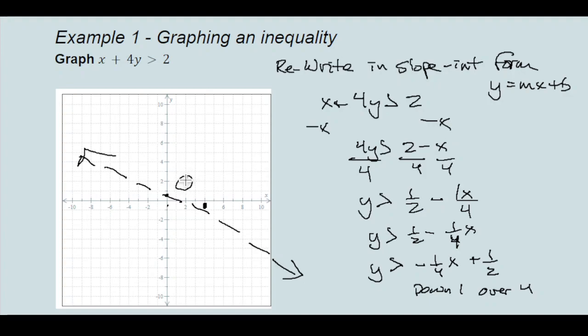All right, so let's take this point right here. So we call this our test point. All right, and if we put the test point into this original inequality and it's true, then we're going to shade the side that the test point is on. If we put it in and it's false, we're going to shade the other side. All right, so let's give ourselves a little room here.